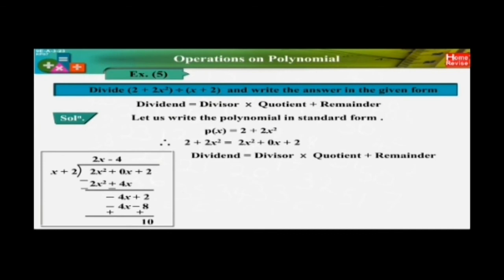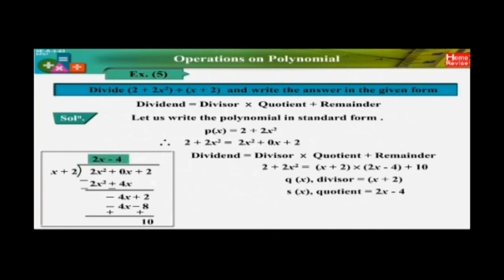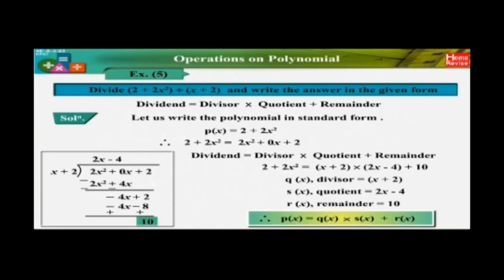Now if we divide, then we can write dividend equals divisor multiplied by quotient plus remainder. It will be 2 + 2x^2 = (x + 2)(2x - 4) + 10. Here q(x), that is the divisor, is x + 2. s(x), that is the quotient, is 2x - 4. And r(x), that is the remainder, is 10. Therefore p(x) = q(x) × s(x) + r(x).